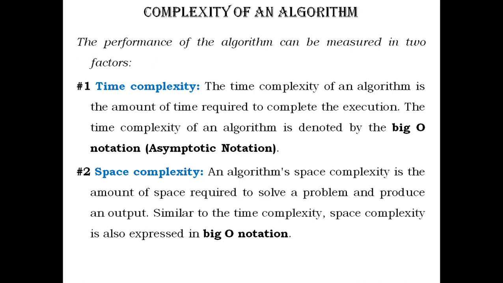Next topic is complexity of an algorithm. The performance of the algorithm can be measured by two factors. First thing, time complexity, and second thing, space complexity. The time complexity of an algorithm is the amount of time required to complete the execution. The time complexity of an algorithm is denoted by big O notation. Another thing is asymptotic notation.